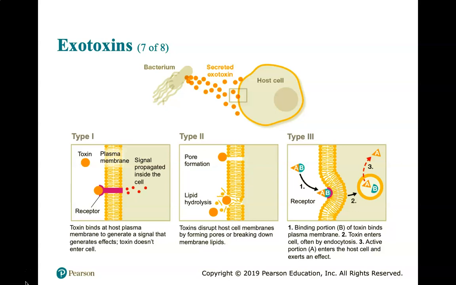And then the last one is the AB portion, or the AB exotoxin. You see here how the binding portion attaches to the membrane and it brings the active portion with it. And when it enters the cell, you have both portions in there, the A and the B. The A goes to work, and the B will kind of just hang out, or sometimes it'll be released. Depends upon the toxin you're looking at.